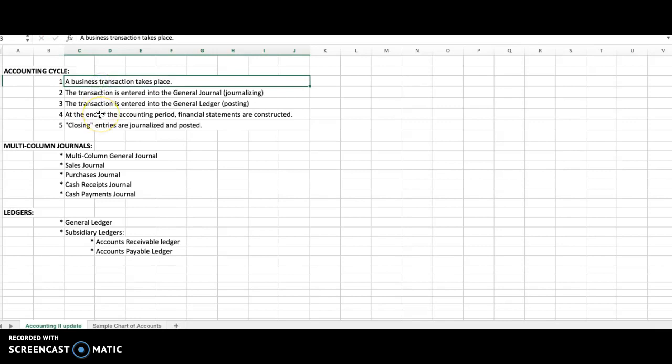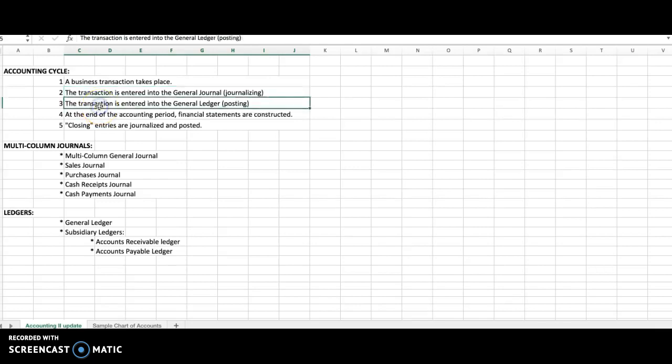We begin with any kind of a business transaction. Businesses sell things, they buy things, something happens that particularly impacts the money of the business, and this is where the accounting staff comes in. So when a business transaction takes place, that's step 1. The second step is now to take that information, that transaction, and to enter it into the first book of the business called a general journal. That process is called journalizing.